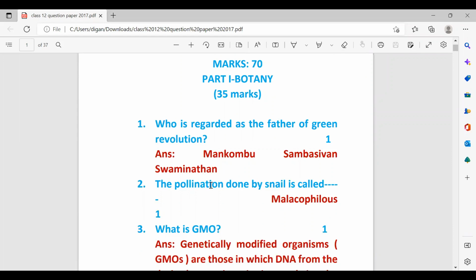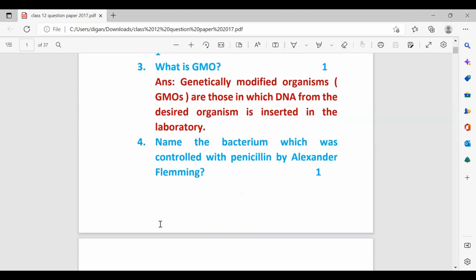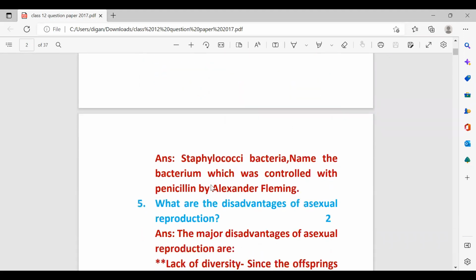Second, the pollination done by snails is called Malacophily. What is GMO? Genetically modified organisms are those in whose DNA, DNA from the desired organism is inserted in the laboratory. Next question. Name the bacterium which was controlled with penicillin by Alexander Fleming. An example is Streptococci bacteria.